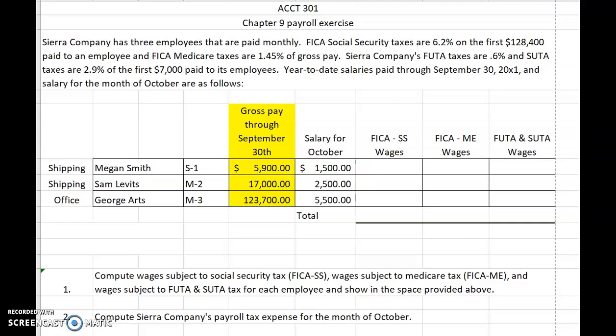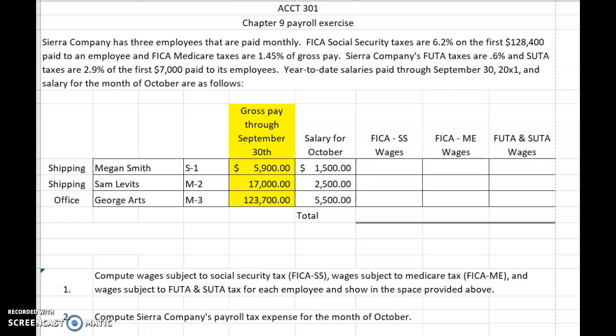In this exercise, we'll practice calculating the employer's payroll tax expense and write the related journal entry. As always, I strongly recommend that you download and print the PDF version of the worksheets that accompany this lecture or download the Excel workbook so that you can follow along with the video and practice calculating payroll tax expense. Let's take a look at our schedule.